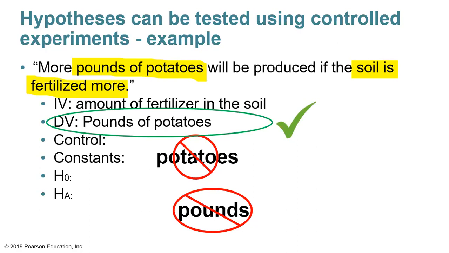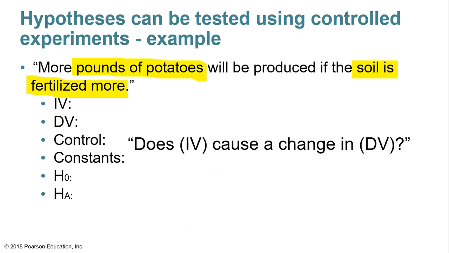Okay, now let's try the second method of identifying the dependent and independent variables. Remember this sentence: does independent variable cause a change in dependent variable? This is what we're using now, this sentence. We try inserting each variable into the blanks, and when the statement makes sense, we know we found the dependent and independent variables. So let's try it out this way first.